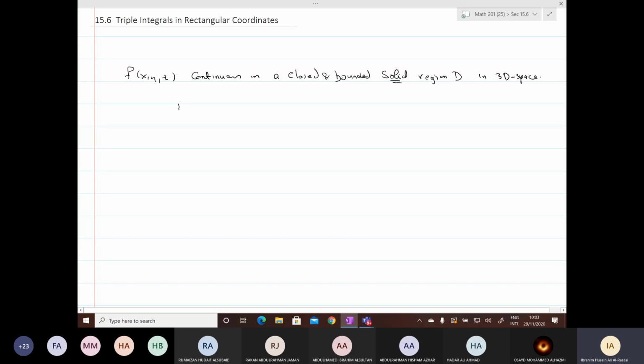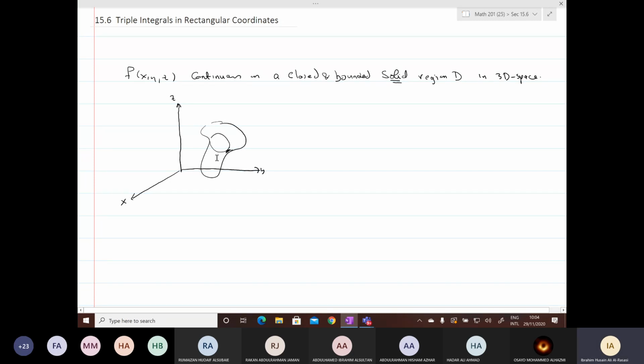So you have something like this. This is x, and this is y, and this is z. And you have a solid, like, for example, a cylinder, a disc, a box, filled. Solid means it is a filled object, so the points inside are included.